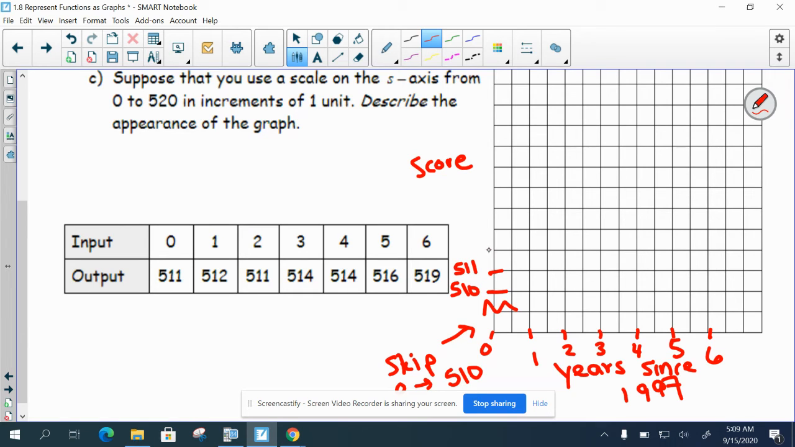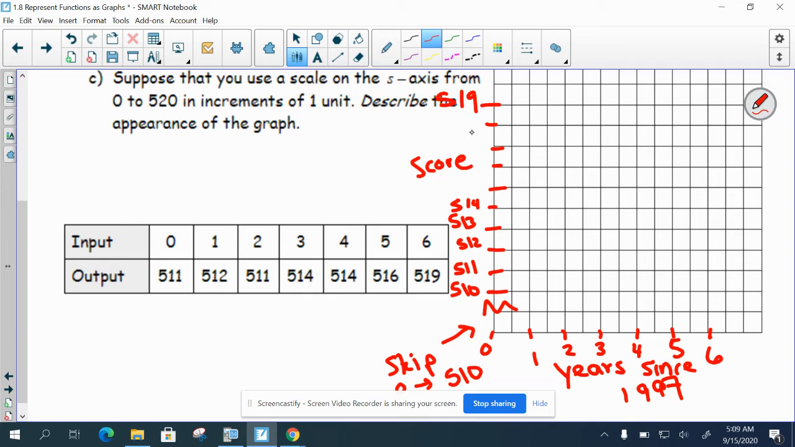511, 512, 513, 514, 515, 16, 17, 18, and then 519.